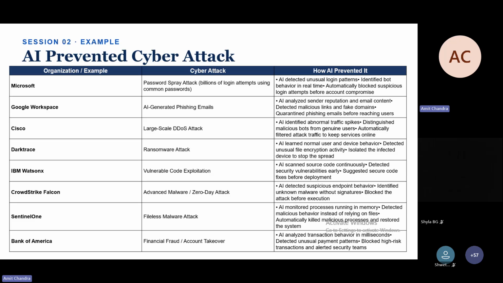Darktrace is a ransomware attack which happened, and AI learned from normal user and device behavior, detected the unusual file encryption activity, and isolated the infected device to stop it from spreading.